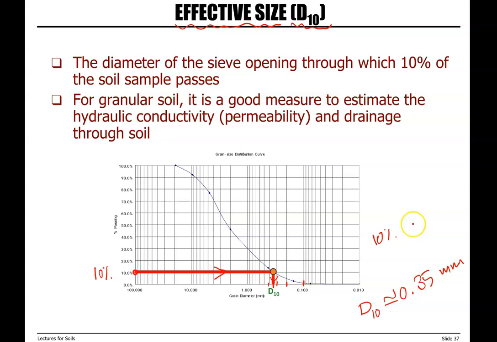10% of soil is finer than 0.35 millimeters.